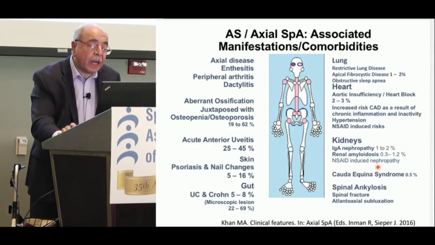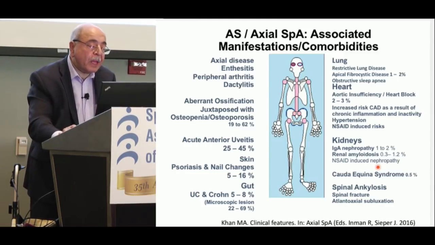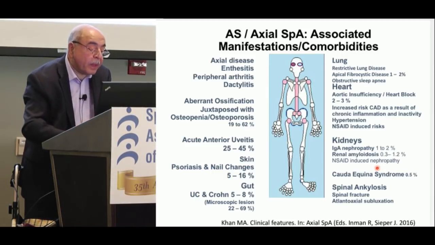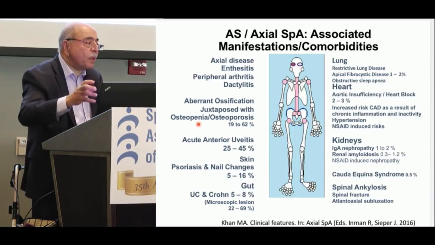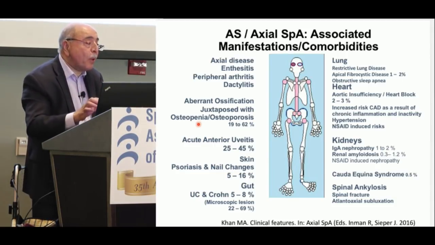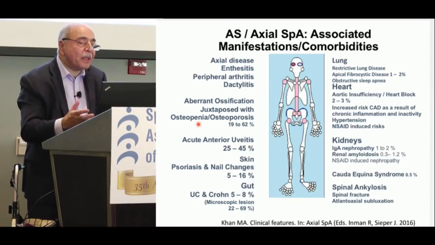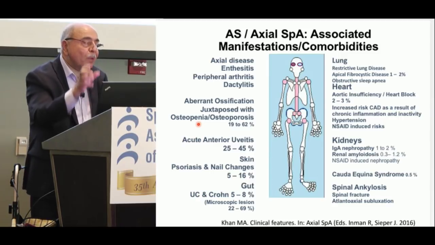So here is the wide spectrum of this disease and associated manifestations and comorbidities. I already discussed the axial disease, enthesitis, peripheral arthritis, dactylitis. But in this disease, even though the bone forms and it tends to fuse up the spine, there is net loss of bone. So osteoporosis or osteopenia is a very important component of this disease. So it's paradoxical. On the one hand, you are losing bone mass, but on the other hand, certain structures fuse and they tend to lead to bony fusion.